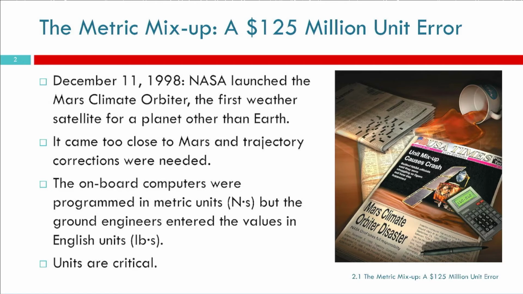However, the onboard computers were programmed in metric units, Newton seconds, but the ground engineers entered the values in English units, pound seconds. And because of that, I can't remember if the correction they made was either way too big or way too small, and the orbiter ended up crashing. It was a $125 million error, just because the units were wrong. You hate to see it.